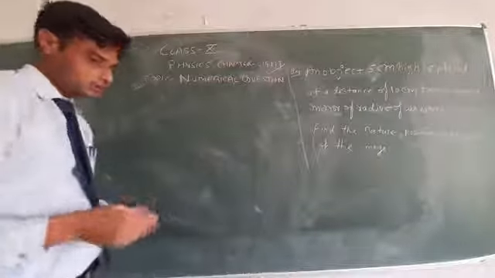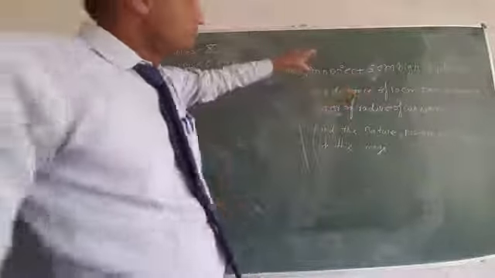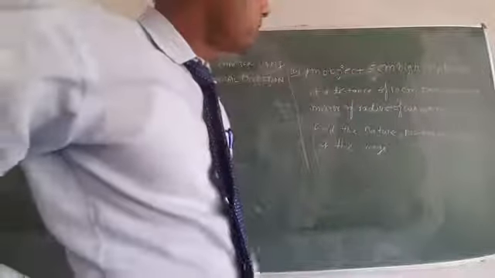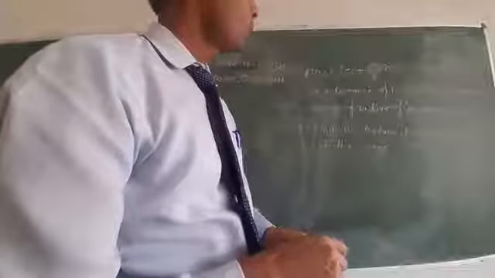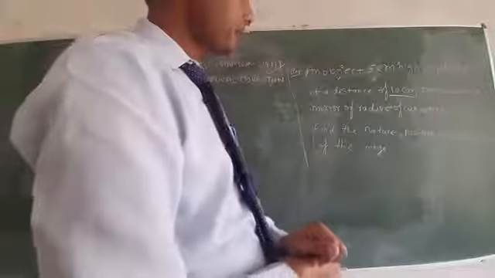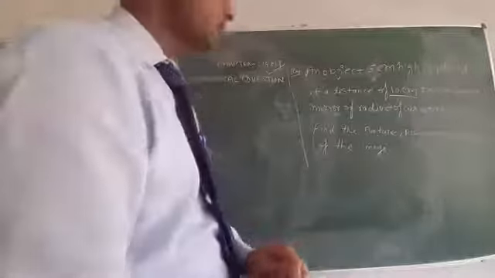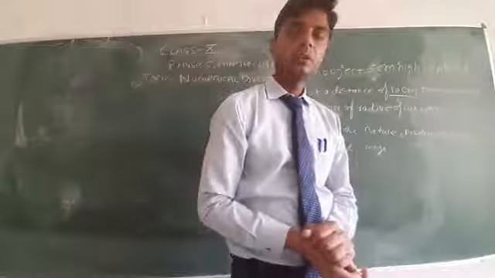So you can see a numerical is given: an object 5 centimeter high is placed at a distance of 10 centimeter from a convex mirror of radius of curvature 30 centimeter. Find nature, position and height of image.